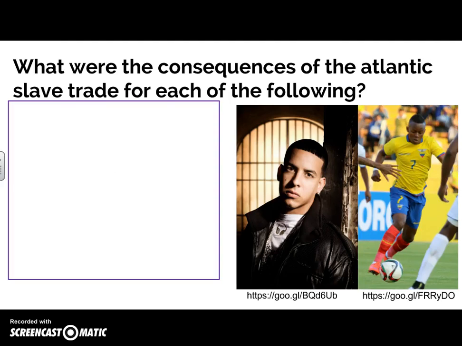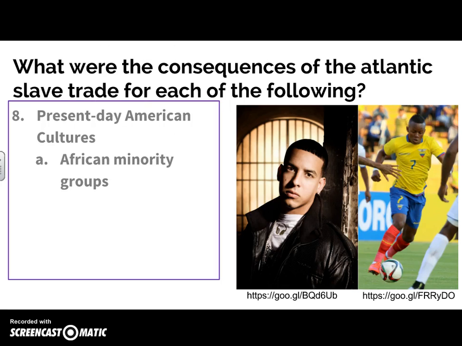Finally, the last consequence that we're going to talk about is how Africans still influence present-day American cultures. So many countries in the Americas and islands in the Caribbean, they have significant African minority groups. And these groups often, not only can they be mixed race groups, but they also contribute culturally to our world today, right?